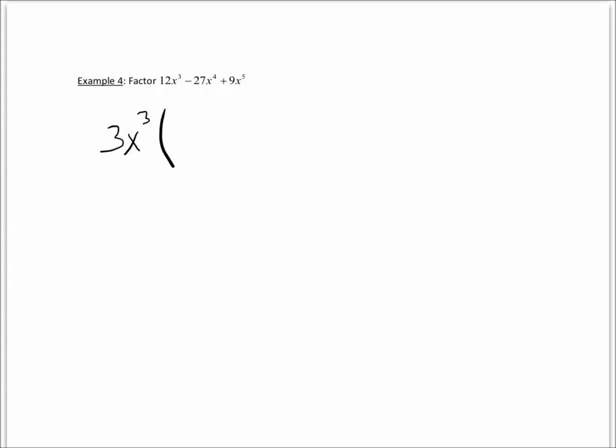Now what's left over? 12 divided by 3 means a 4 is left over for a number, and I pulled out all the x's, the x cubed. And so there are no more x's left with that first term. Now it's time for the second term. 27 divided by 3 is 9. And x to the fourth divided by x to the third, I took 3 x's out, which means 1 is left. Finally is the plus, the last term. 9 divided by 3 means a 3 is left. I had 5 x's, I took 3 out, I'm left with 2.